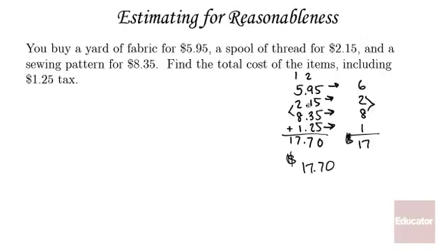Remember that you went a little lower on this price, a little lower on this price, and a little lower on this price. So that's why the overall price was more than your estimation. But 17 is very close to $17.70. So that tells me that my first initial answer was reasonable. This is a very good tool for checking your work.